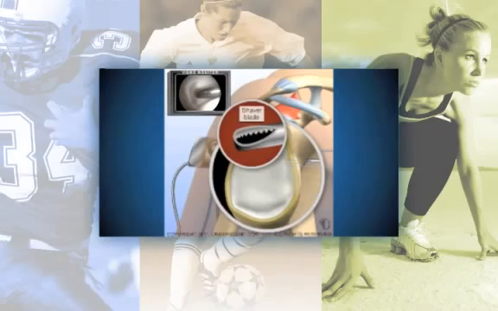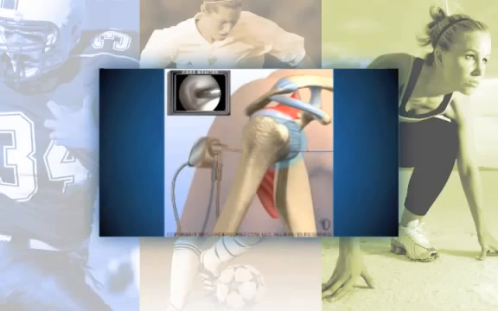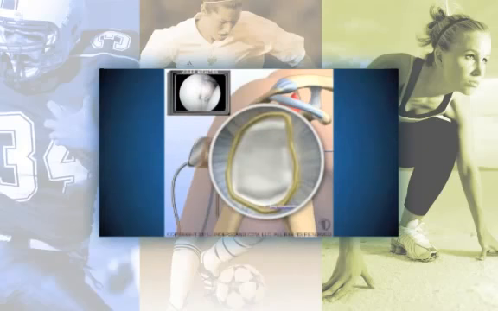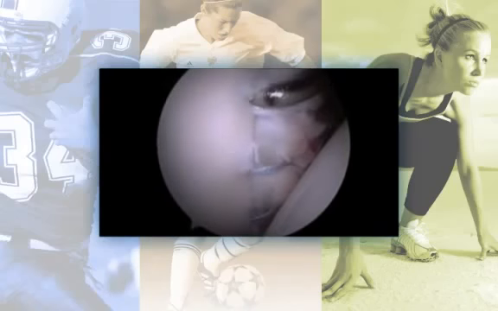Other surgical instruments will be used to reattach the labrum to the glenoid socket using suture anchor devices. Anchors are inserted into the bone, sutures attached to the anchors are passed through the labrum, and the sutures are tied down.